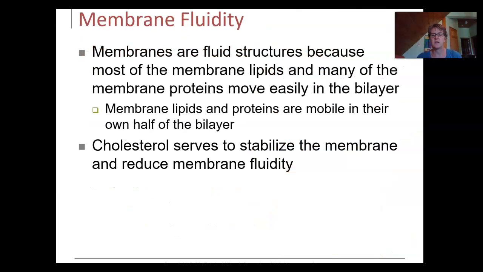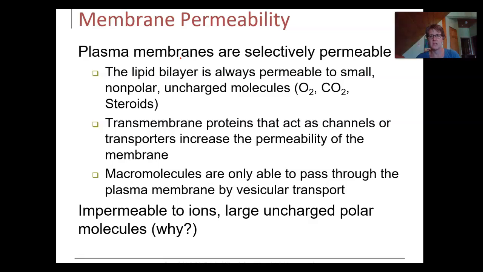Okie dokie. So they're fluid because things change, they flip around. They're mobile. So fluidity doesn't mean it's a liquid. It just means that things move. Oh, and look, we already talked about this. Awesome. So it's selectively permeable. Permeable means what does it let in? It lets in something.